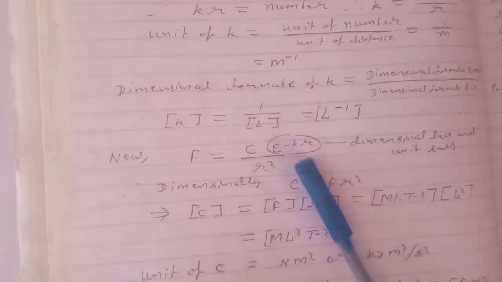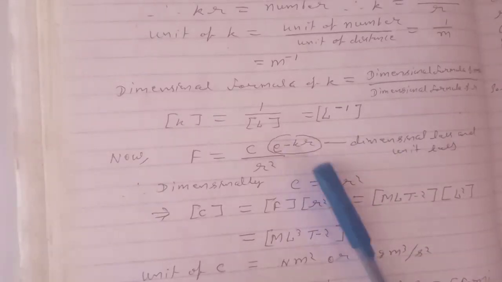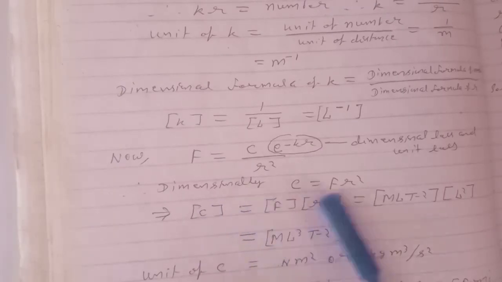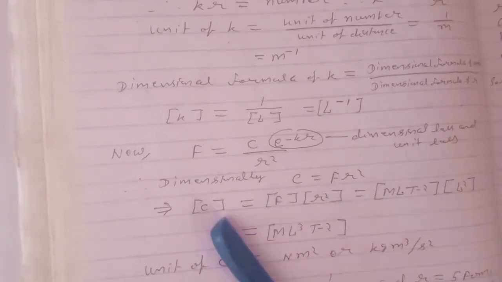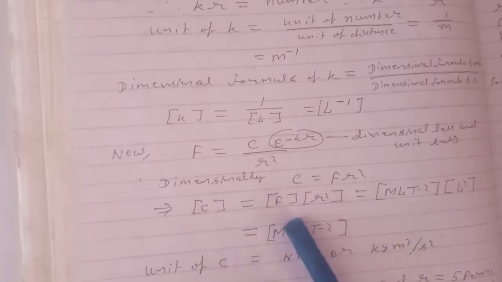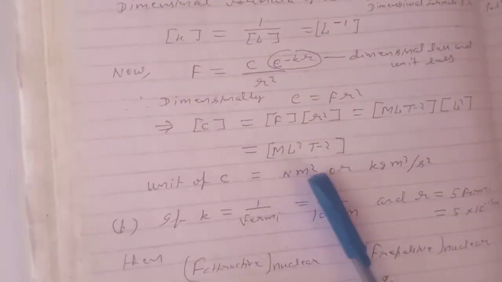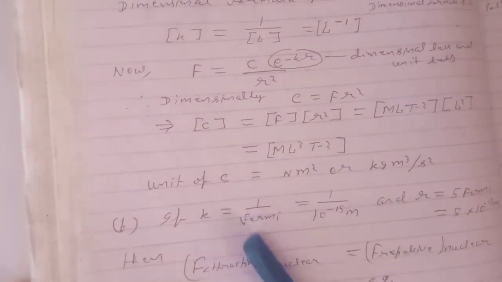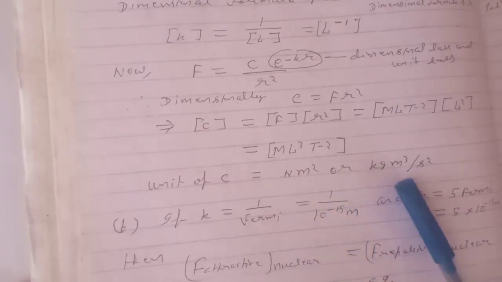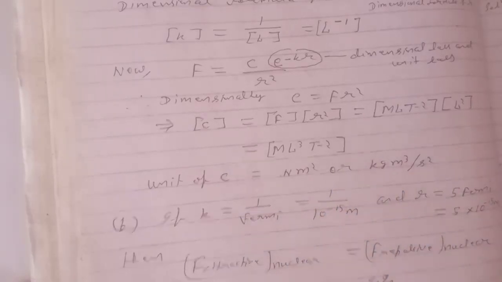And this whole is also a number. So dimensionally C equals F into R square, hence dimension of C equals dimension of F into dimension of R square. So MLT^-2 into L^2, or ML^3T^-2. The unit of C is Newton meter square, or kg meter cube per second square.